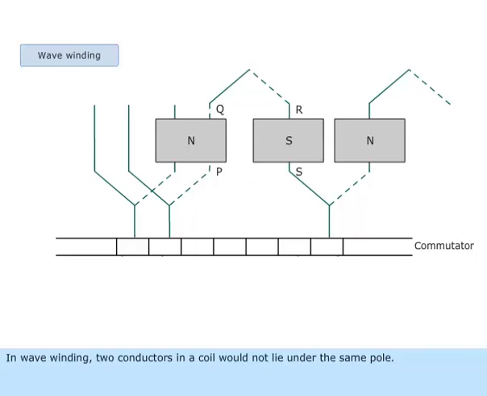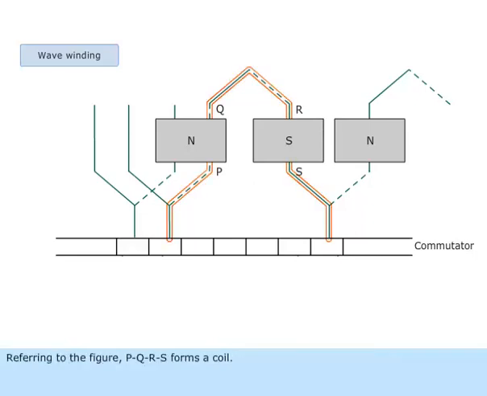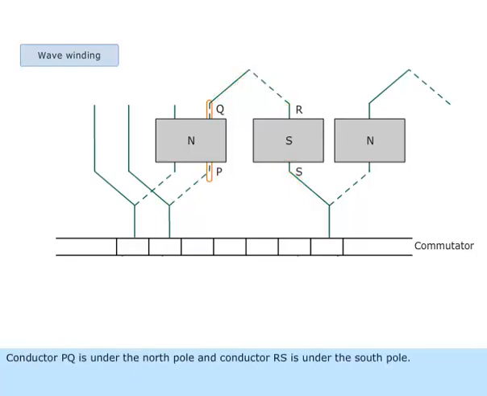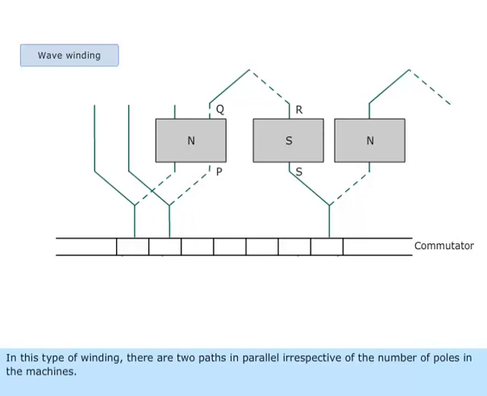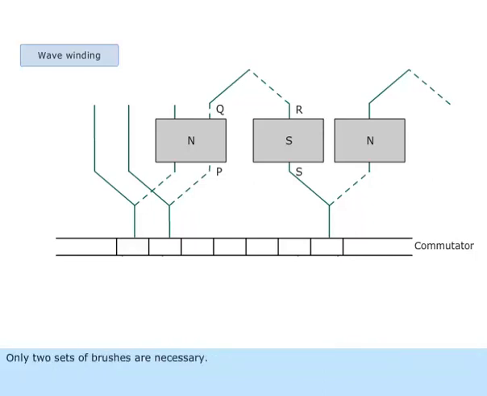In wave winding, two conductors in a coil would not lie under the same pole. Referring to the figure, PQRS forms a coil. Conductor PQ is under the north pole, and conductor RS is under the south pole. In this type of winding, there are two paths in parallel, irrespective of the number of poles in the machines. Only two sets of brushes are necessary. But it is usual to fit sets of brushes equal to the number of machine poles.